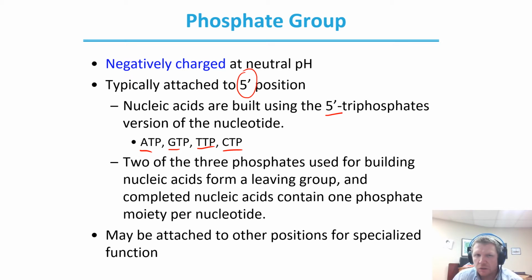If this is a little bit of foreign terminology, we're going to get to that in just a little bit. Two of the 3 phosphates are used for building nucleic acids and form a leaving group, and completed nucleic acids contain 1 phosphate moiety per nucleotide. These phosphate groups may be attached to other positions for specialized function. For instance, cyclic adenosine monophosphate, that's in the 5 prime position, but also in either the 1 or the 3 prime position as well.